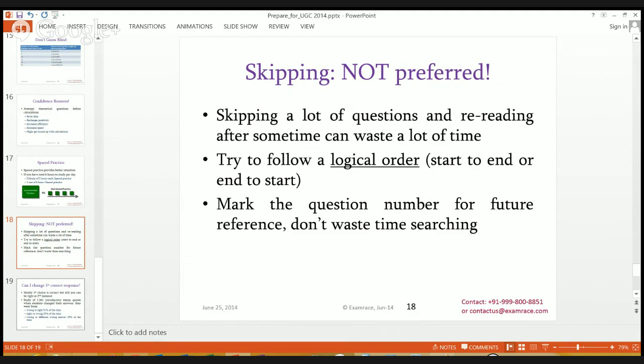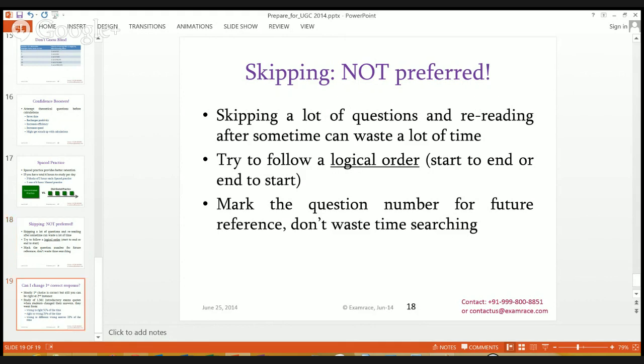And when you skip in the order 1, then 24, then 12, then 3, that will waste a lot of time when you are coming back to those questions. If they are in a logical order, okay, I have left question 1, 5, 9 and 12, then it would be much easier for me to solve those questions that I have skipped. So even if you are skipping, try to follow a logical order which would help save your time.